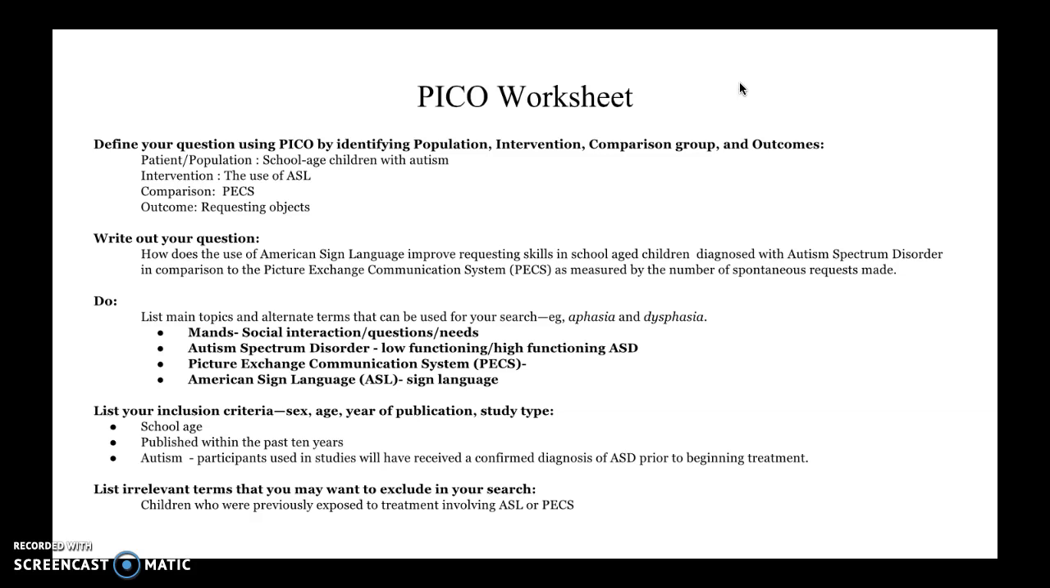We define our question using the PICO, which is identifying the population, intervention, comparison group, and outcomes. Our population is school-aged children with autism. Intervention is the use of American Sign Language, abbreviated as ASL. Our comparison is the Picture Exchange Communication System, abbreviated as PECS.